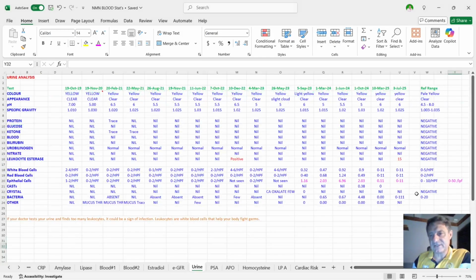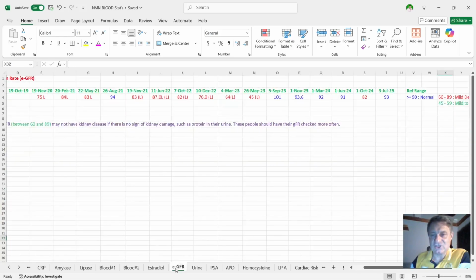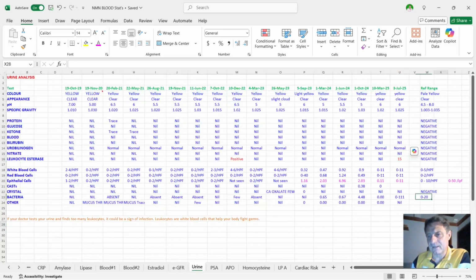Moving on to my urine, you can see here everything's okay apart from this one, which are my leukocytes, they were also out, if you like, in December of 2022. I'm not too sure what that was. It does say that if this number is out of reference range, it could be because you've got some kind of infection, because leukocytes are a type of white blood cell. When you look back at my white blood cell count, that's 6.20, up from 5.28 last time. So there's not really any issues with that. So not too sure what that is.